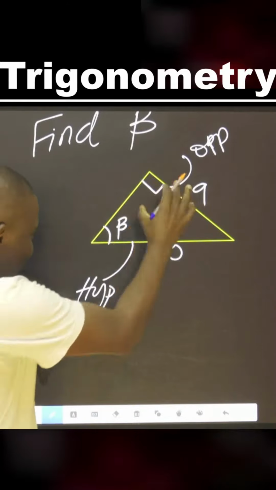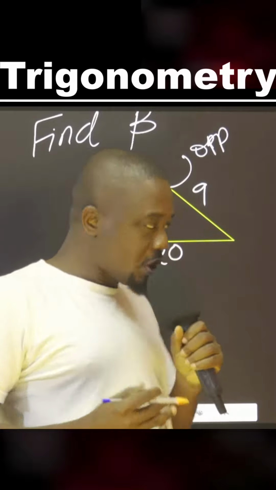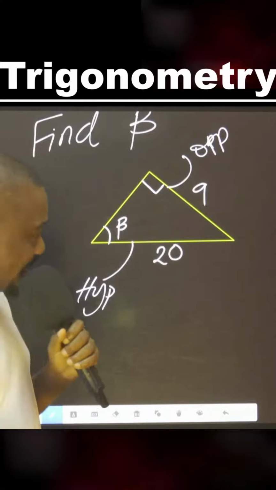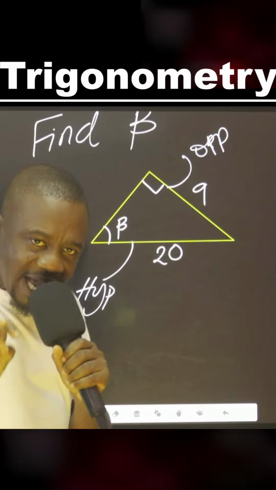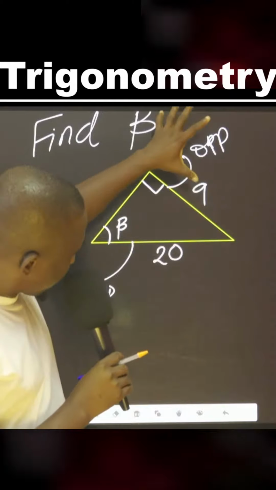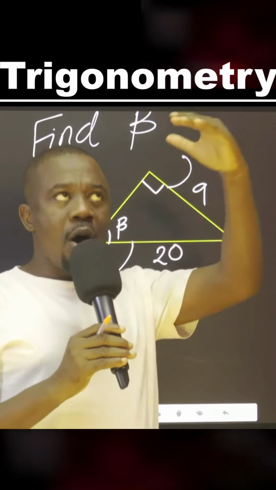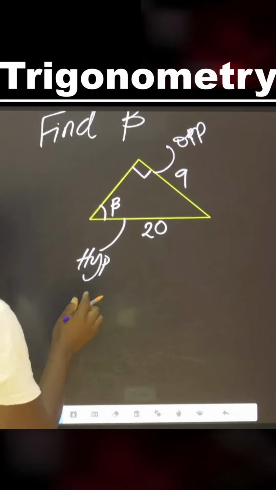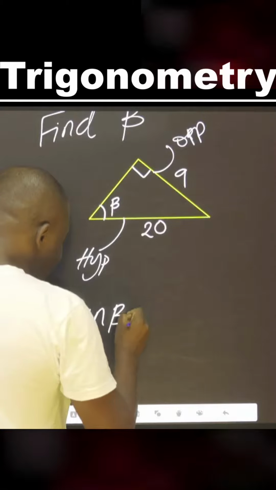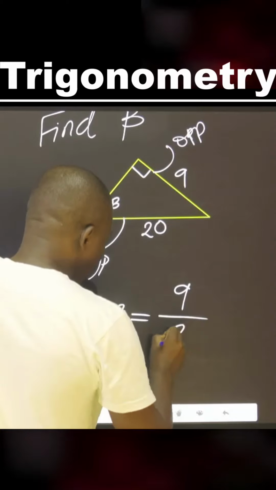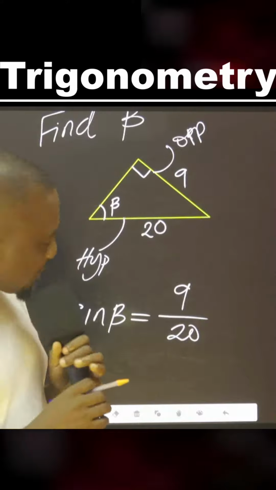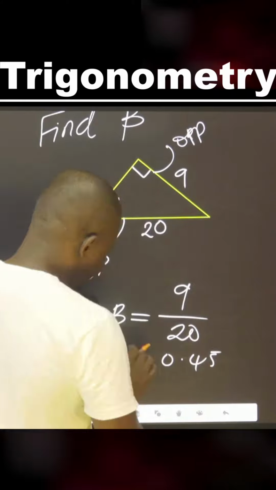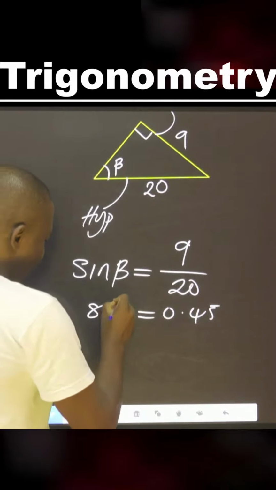So you can see I am writing out the known sides. I am not interested in this unknown because nothing is written on this line. Definitely this is adjacent. The next thing now is, what is opposite versus hypotenuse? Opposite over hypotenuse is sine. It means sine beta is equal to 9/20. Let's divide this. This will give us 0.45. That is sine beta.